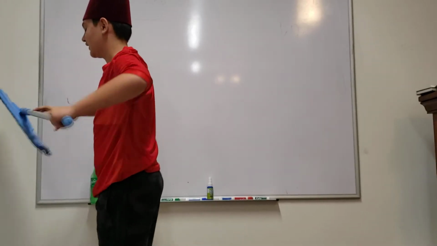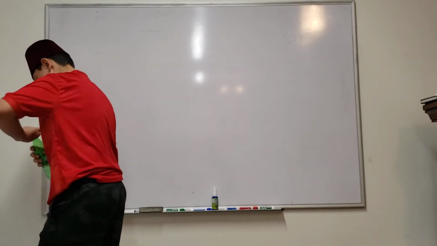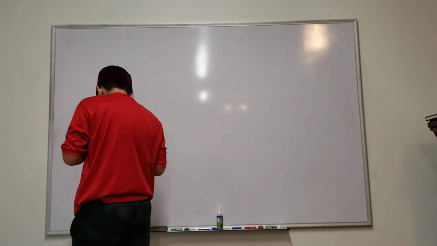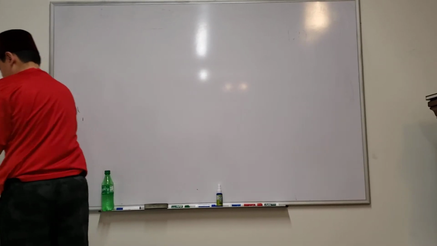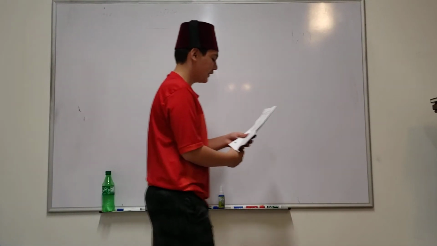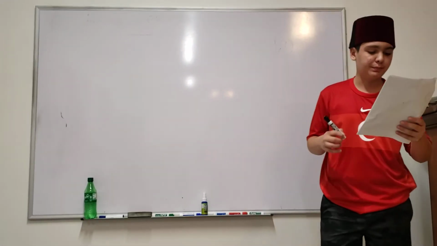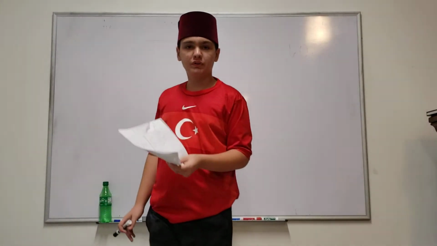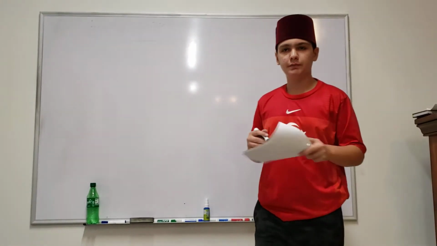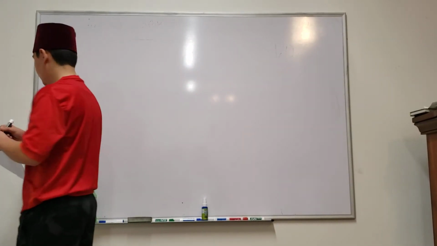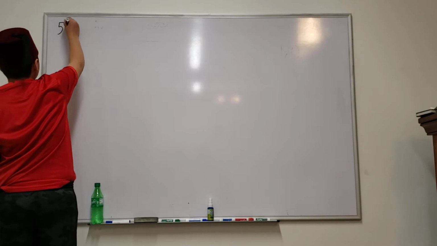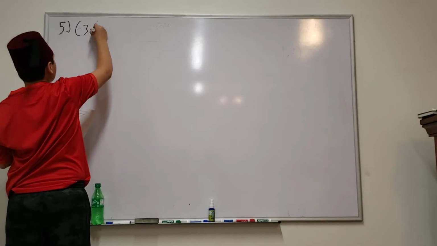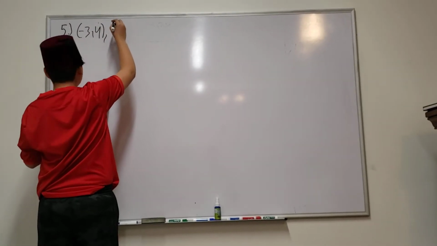Alright, let's move on to our second set. Okay, so our second set of problems: write an equation in slope-intercept form of the line that passes through the given points. So what we're going to do is put it in point-slope form and then try to put it into slope-intercept form. So number 5. Our points are (-3, 4) and (1, 4).